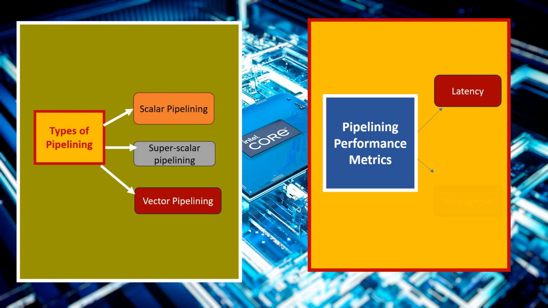Then the next is throughput. Throughput is the rate at which instructions are completed. Ideally, pipelining can increase throughput to one instruction per cycle, assuming no hazards. So this is basically the throughput, how many instructions can be executed at a particular time. So these are the pipelining performance metrics.